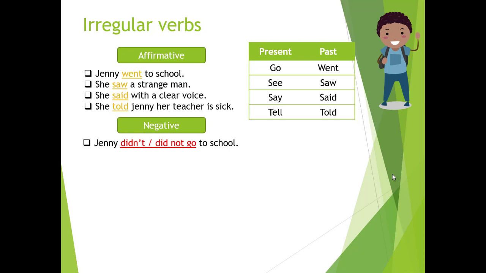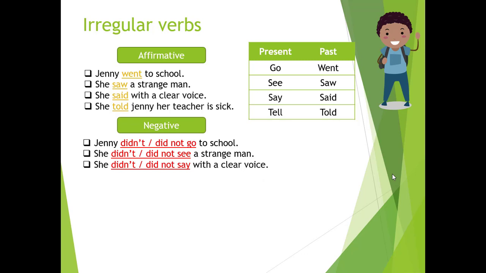Jenny didn't, short form, or did not, long form, go to school. She didn't or did not see a strange man. She didn't or did not say with a clear voice. Lastly, he didn't or did not tell Jenny her teacher is sick. Now, if you pay attention, you are going to see that we just added didn't or did not, and the verb remains in the infinitive form or in the present form.